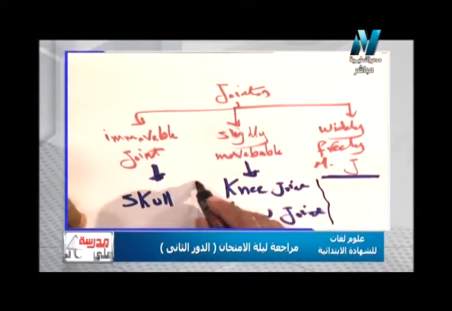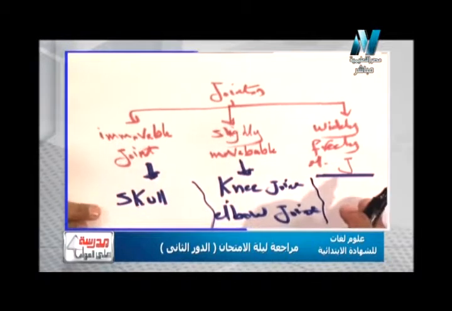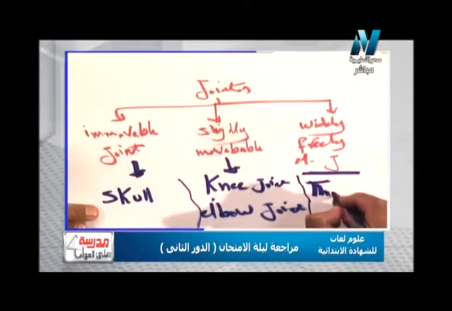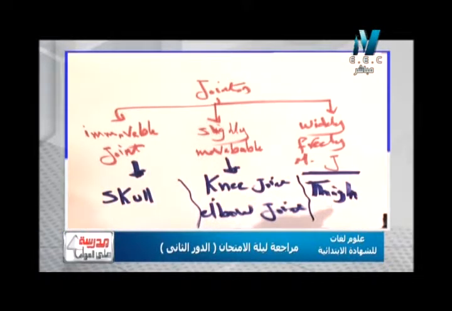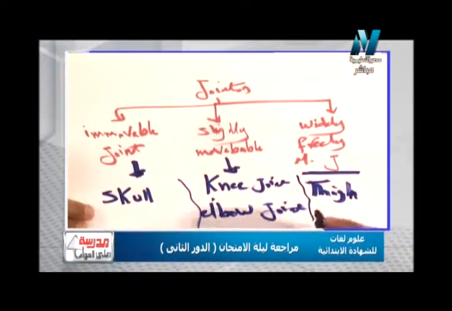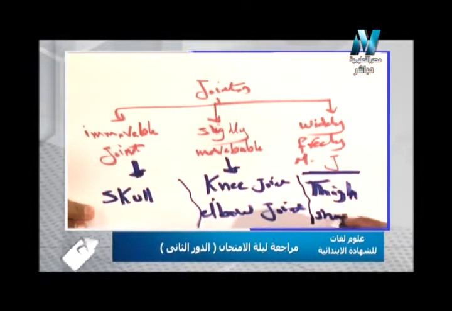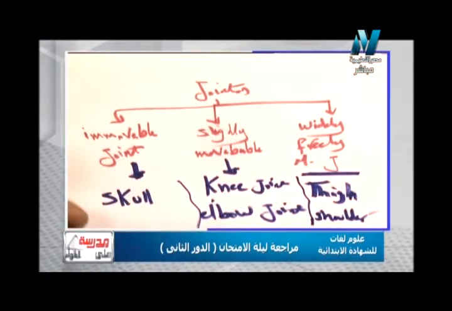The widely movable joint, we have many examples such as the thigh joint, or it's called the hip joint, and at last the shoulder joint. So we have three types of joint up till now.